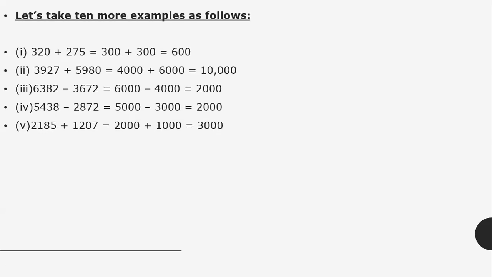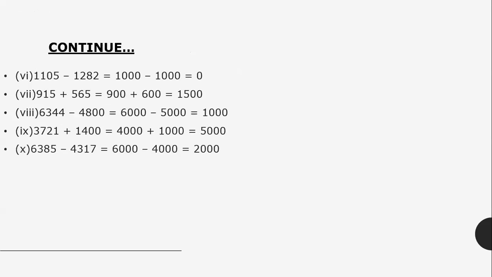You have to take 10 more examples as follows. All the 10 examples you can take by yourself also, whatever you want to take. So I have taken 320 plus 275, which is 300 plus 300, which gives you 600. So this way, children, you can take by yourself. If in case you have any doubt, you can follow my slides. So these are the questions, which are your homework. You can do it by yourself. I have taken 5 on the previous slide and 5 on this slide. So I have taken mixed sums of addition and difference. You can also take by yourself.